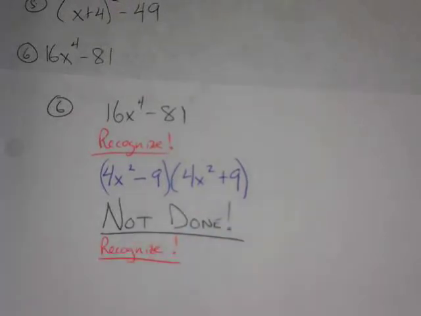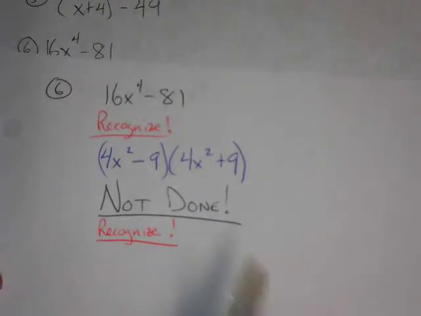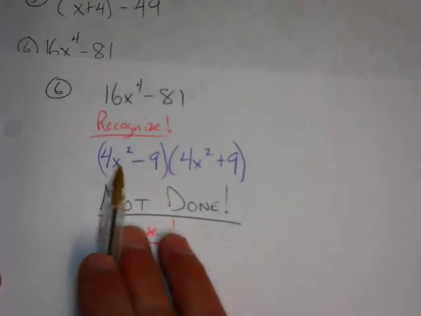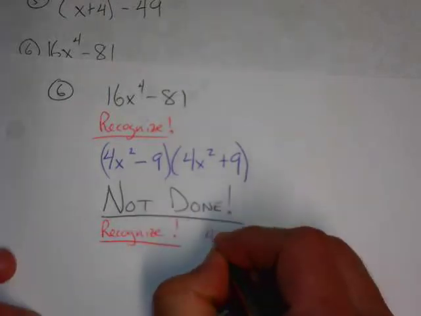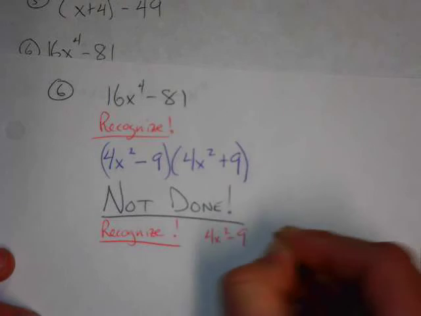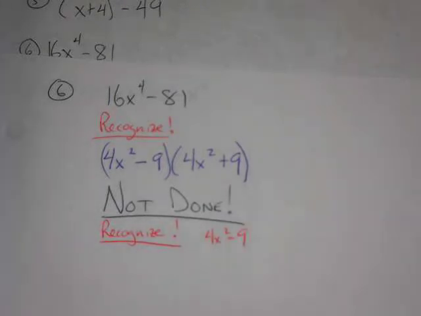Can you recognize a difference of squares again? Hopefully you can recognize 4x squared minus 9 is a difference of squares. Okay, so you always have to play heads up ball. Recognize 4x squared minus 9 as a difference of squares. And if you can factor, you must factor. So if we can factor that, we must factor that.